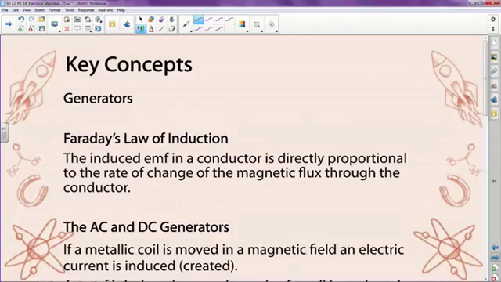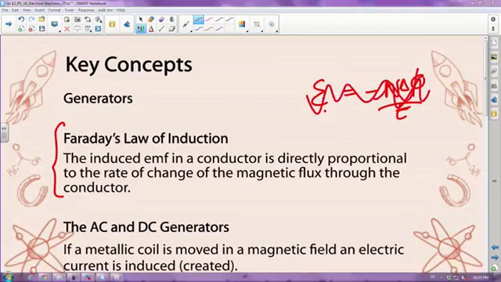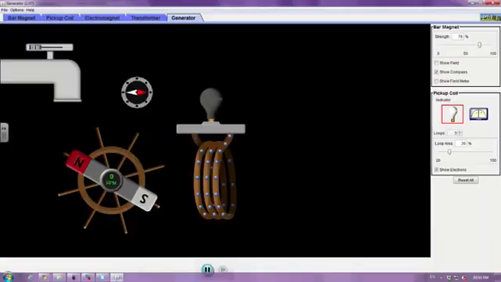Okay, generators use Faraday's law of induction, which you did last year and you did in a lot of detail, okay? And you used this horrible equation. I'm sure some of you remember it. I can hear the groans, but you don't need to worry about it because we're not going to use this equation this year. Yay! But you still need to know the principle. So what I have here, okay, is I just want to remind you.